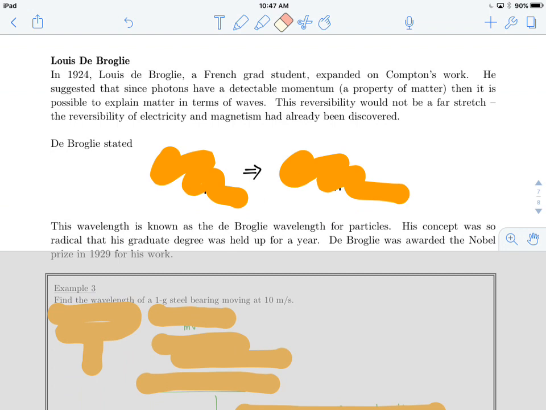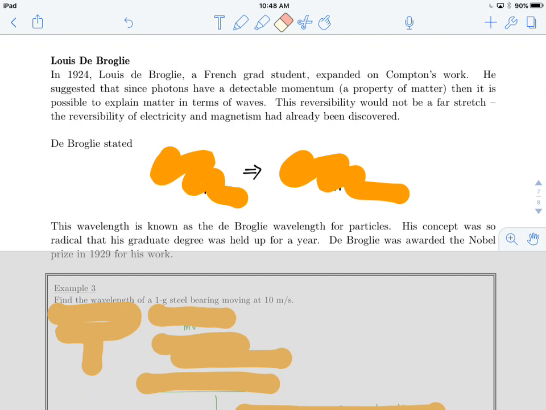And he suggested that, hey, okay, photons have a detectable momentum, which is kind of a property of matter. Then maybe it's possible to explain matter in terms of waves, right? And so it was like, okay, well, the reversibility of matter and waves, like particles and waves, that kind of reversibility is not a far stretch, because we've seen the reversibility of electricity and magnetism, and that really those two things are just two sides of the same coin.